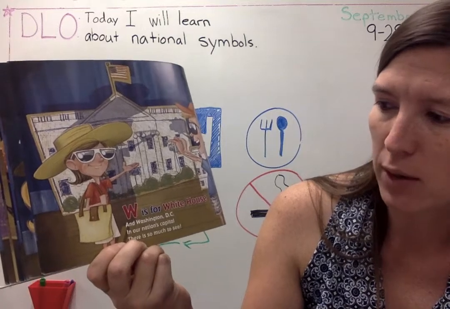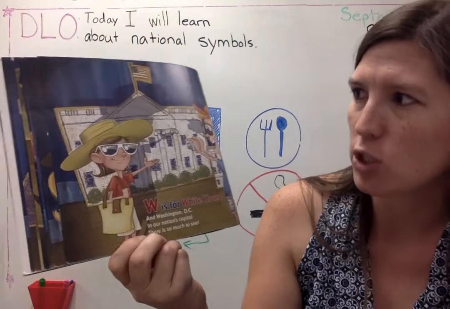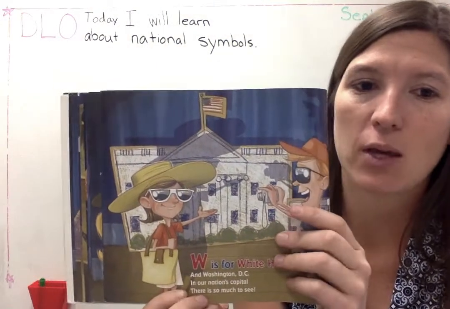W is for White House and Washington, D.C. In our nation's capital, there is so much to see. The White House is where the president lives, in Washington, D.C.